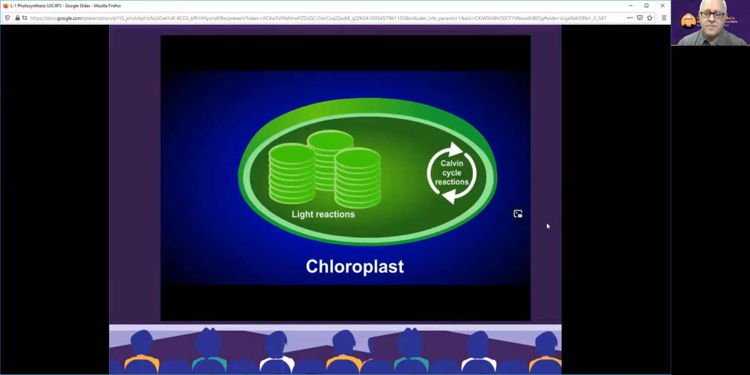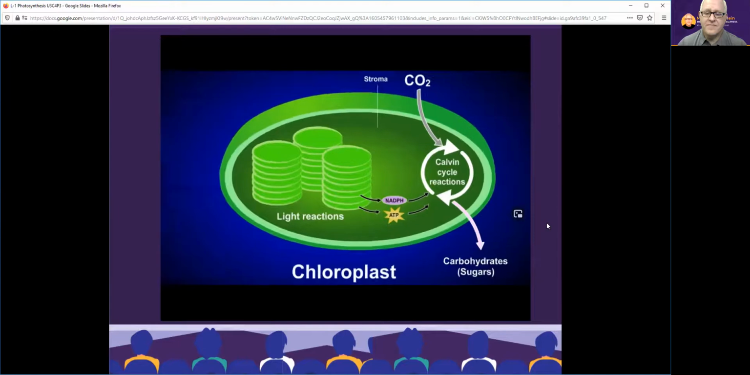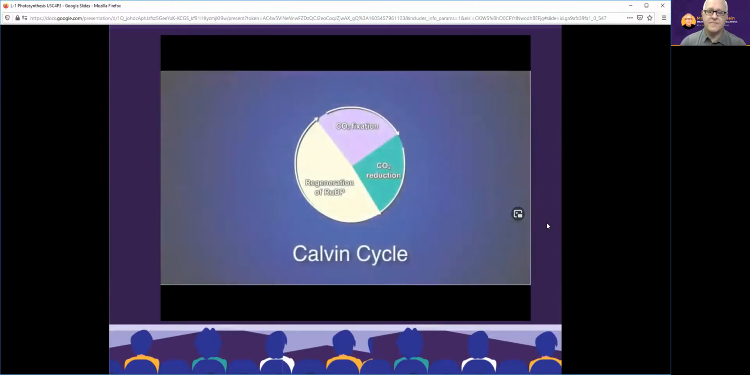The overall purpose of the Calvin cycle is to convert carbon dioxide from the atmosphere into carbohydrates, or sugars, which the plant needs to power its cellular activities and build new plant structures. The Calvin cycle reactions occur within the stroma of the chloroplast. The reactions use the ATP and NADPH produced by the light reactions to convert the CO2 to carbohydrate. Let's zoom into the Calvin cycle to take a closer look.